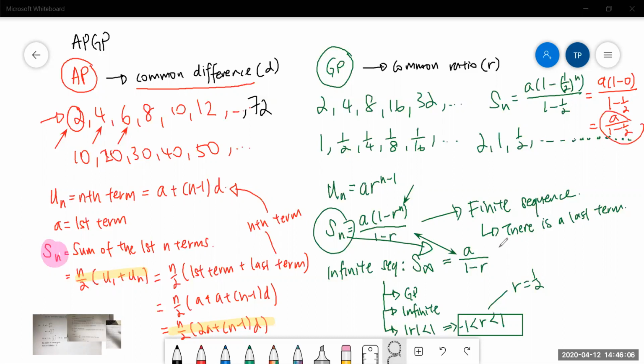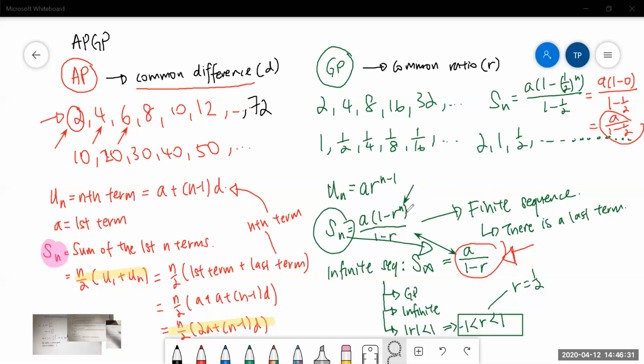Isn't it the same? So I'm just trying to show you how from Sn we get to the sum to infinity formula. If it's an infinite sequence, n has to be very big, really.